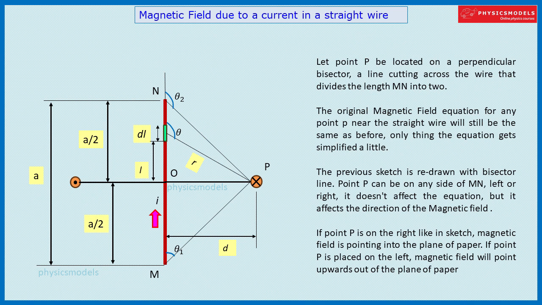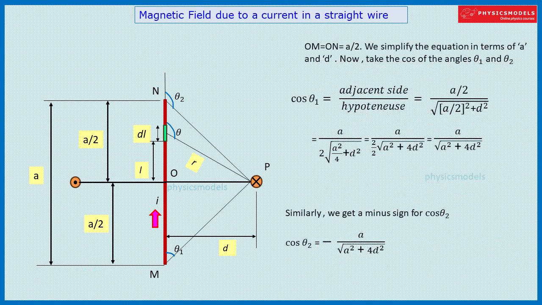The remaining things are the same. There's no change in the direction of current, no change in the direction of the magnetic field at P, and so on. We now have to simplify the equation. That's the previous equation that's valid for any point which is randomly located in the space around the wire. Now in that equation we cannot simplify the current I or the distance D or μ0 by 4π. We can only work on cos θ1 and cos θ2.